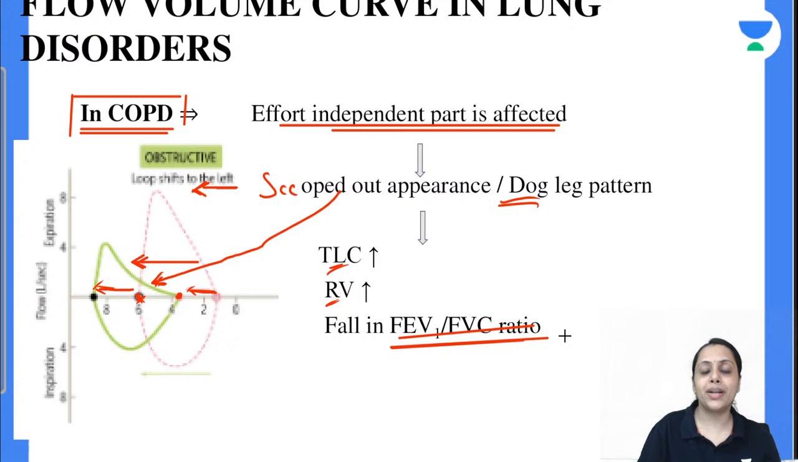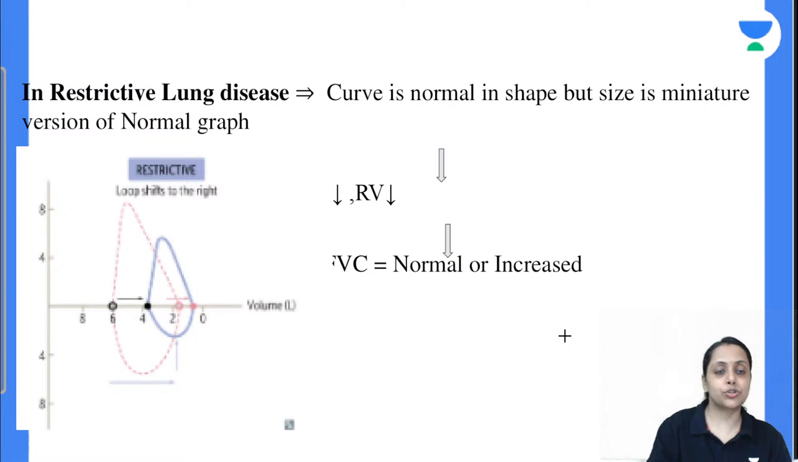So, क्या होगा COPD में, क्या होगा हमारा compliance increase होगा, effort independent part affect होगा, loop shifted toward left होगा, dog leg pattern होगा, total lung capacity increases, residual volume increases and the Tiffeneau index decreases. Is this clear with everybody? Moving to the next situation, that is in restrictive lung disorder.